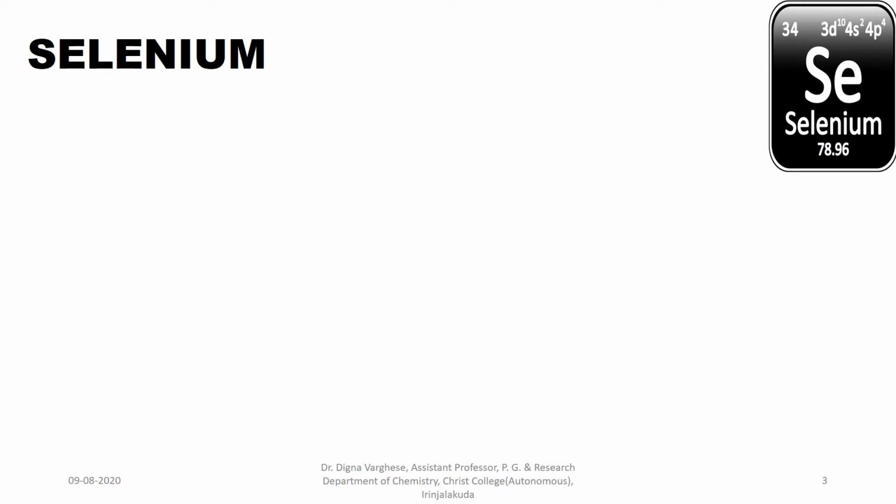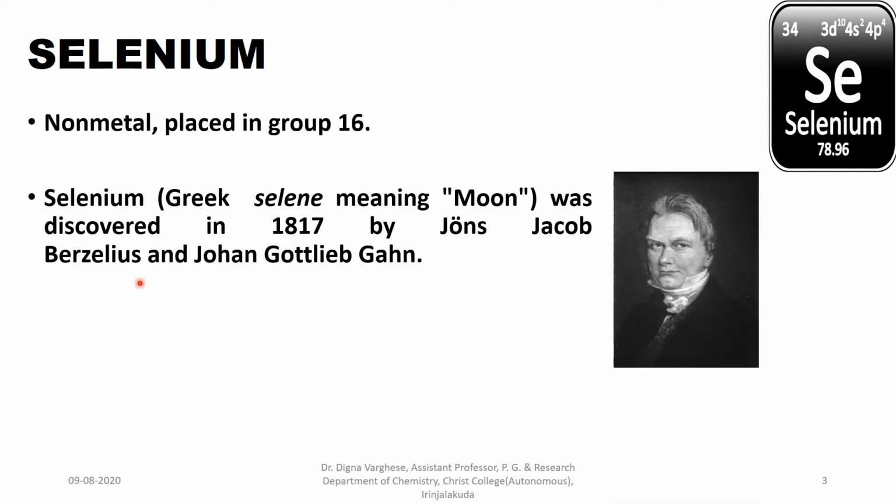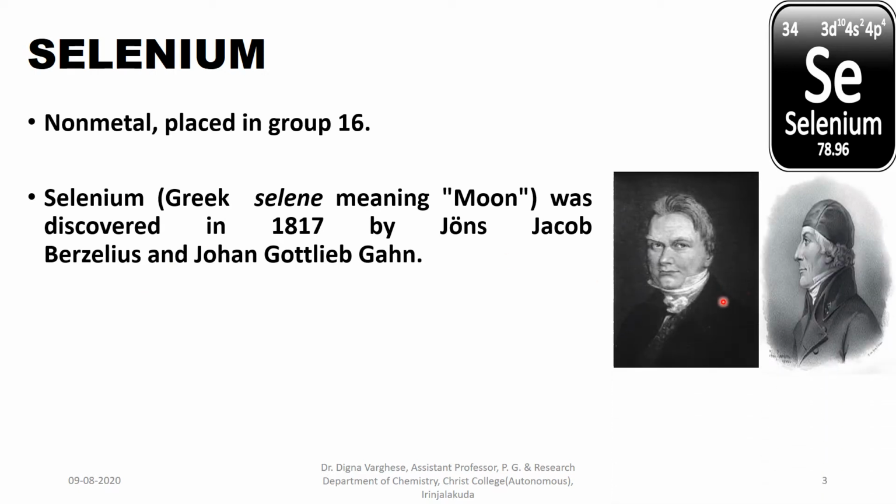Selenium, we know its symbol is Se, its atomic number is 34 and its mass number is 78.96. We know it is a non-metal and it is placed in group 16, that is, in the oxygen family. Selenium was discovered in 1817 by Johannes Jacob Berzelius and Johann Gottlieb Gahn. The word selenium is derived from the Greek word that means moon.